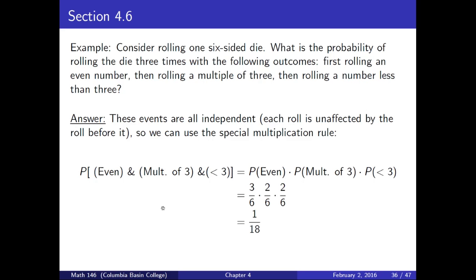So if I want to take the probability of even and a multiple of 3 and less than 3, since these are independent events, I can just take the probability of even times the probability of a multiple of 3 times the probability of less than 3. And so evens, there's 3 out of 6. Multiples of 3, there's 2 out of 6. Less than 3, there's 2 out of 6. Multiply them all together, you'll end up with 1/18.